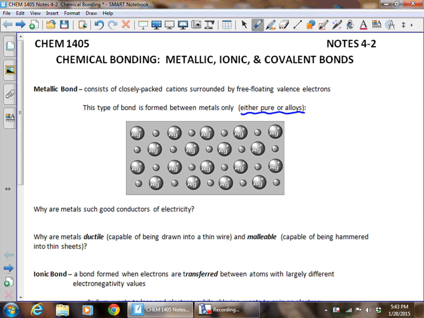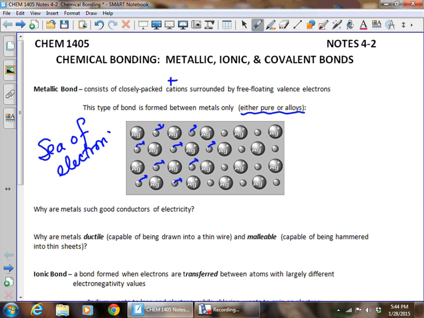And what you end up with in a metallic bond is closely packed cations. Cations are positive ions. And those positive cations are surrounded by free-floating valence electrons. So you have these electrons in here that are free to move. And so that ability to move around, we often call this a sea of electrons.